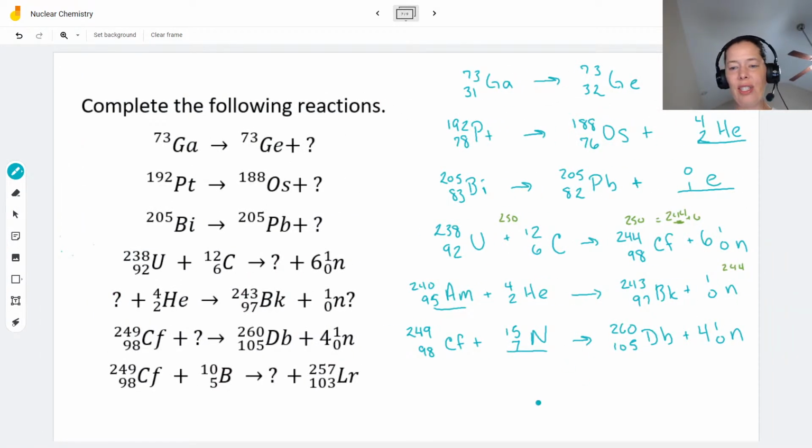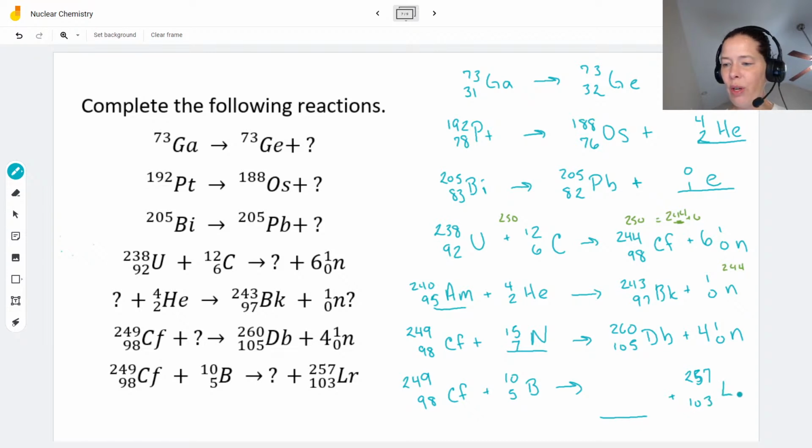Okay, that reaction is done. We've got one more. All right, so we've got Californium again, and 98. And now we've got boron. Okay, so we're bringing boron in, and we want to predict what that is. And we've got a 257. That is a 5. And atomic number of 103. I think that's lawrencium Lr, if I'm correct.